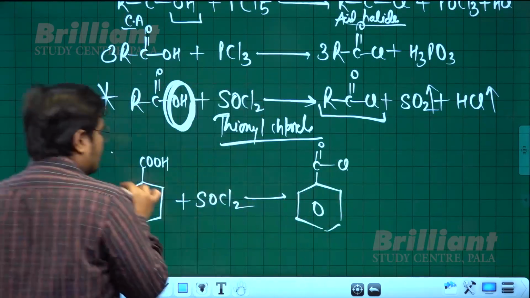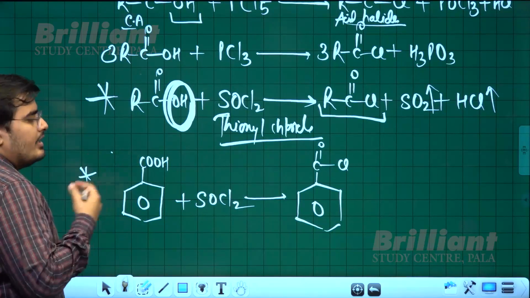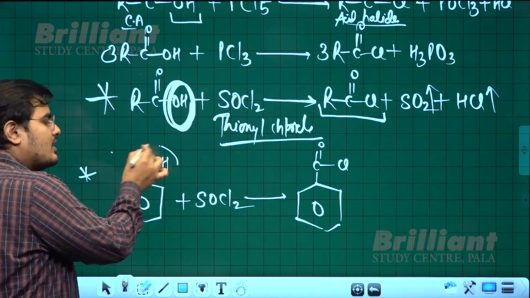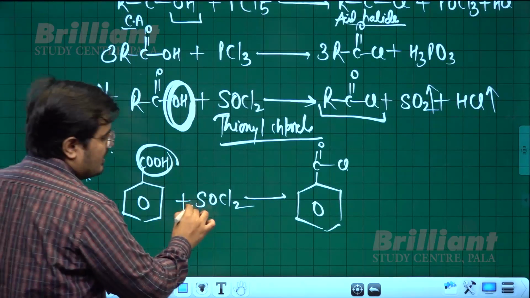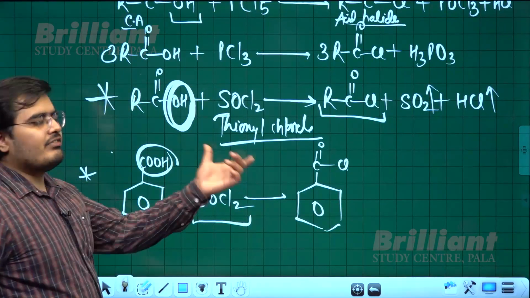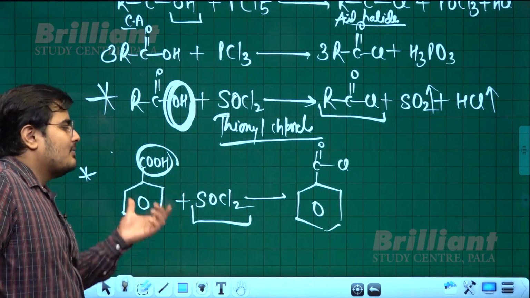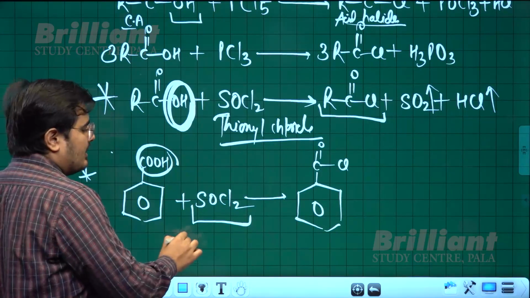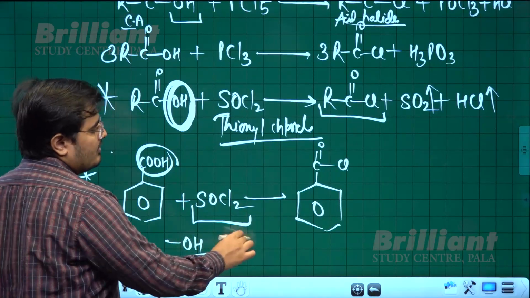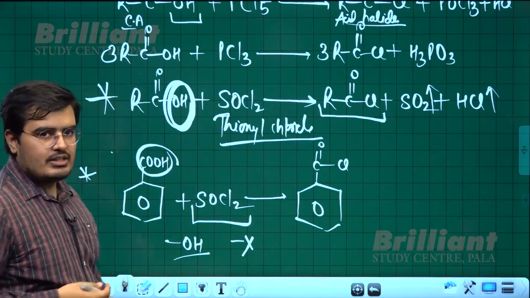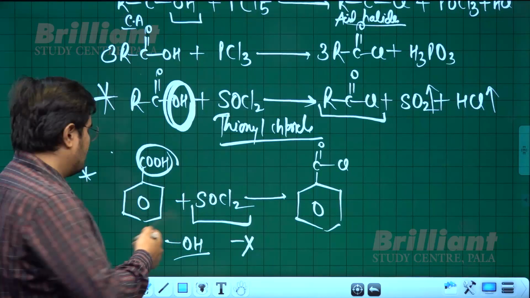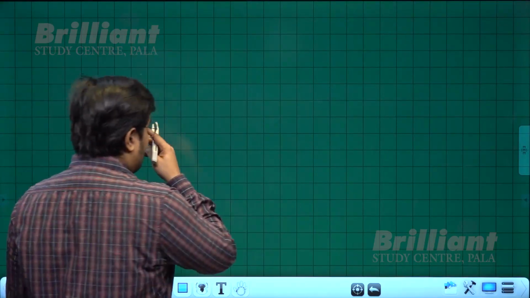So these reactions you should practice a number of times, so that when you see a carboxylic acid being treated with thionyl chloride, it forms the acid halide. Now I am not writing the mechanism because you might have already learned how an OH group is converted to X using these reagents. So we'll move further.